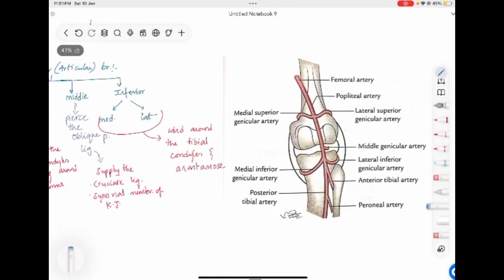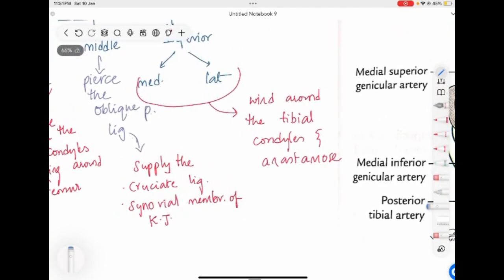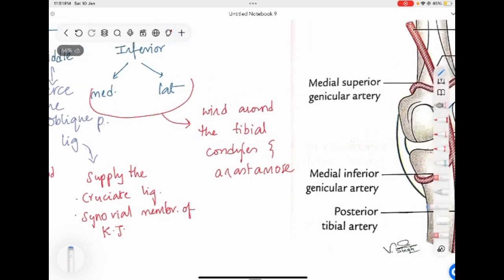Then we have the middle genicular artery. It basically pierces the oblique popliteal ligament and it supplies the cruciate ligament and synovial membrane of the knee joint. So 2 things it supplies.